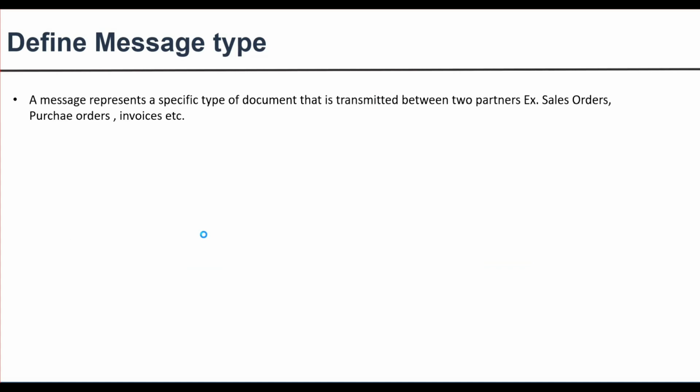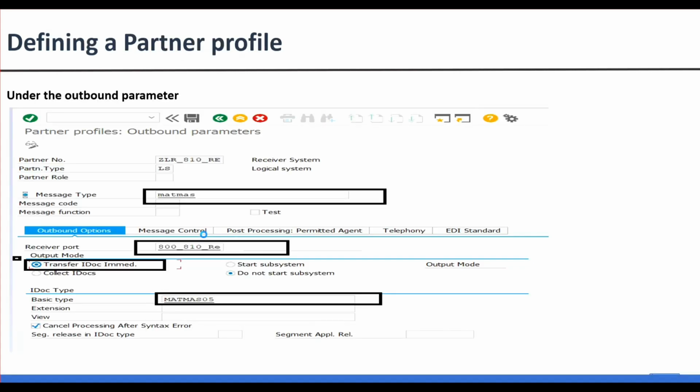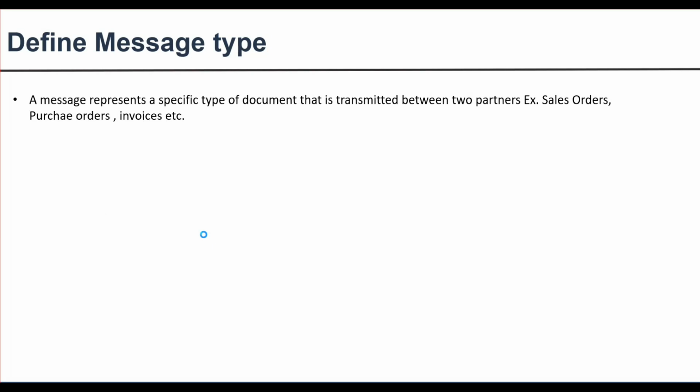Now, what is the message type and what is the basic type? What is the purpose of the message type? The message type specifies the type of document, meaning the data you are going to transfer from sender to receiver. Which type of data are you going to transfer? That is a sales order or purchase order or invoice or cost center. There are different types of data. That is the purpose we are using it.